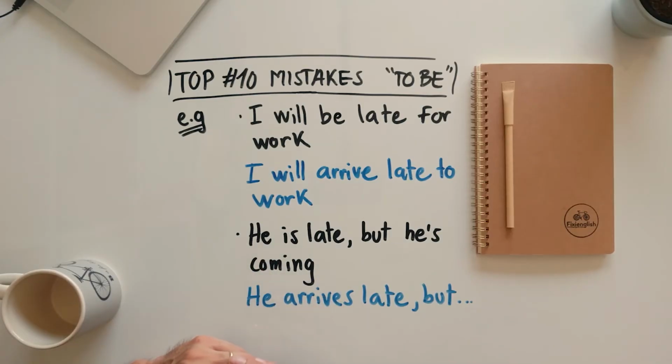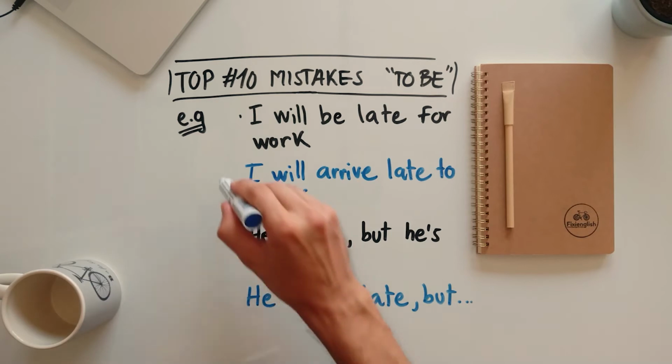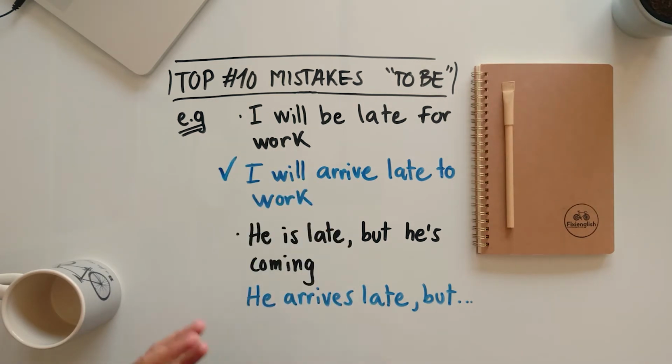So what could be some practical examples to express punctuality in English? For instance, you could say, I will be late for work. This sentence could be also expressed with the verb arrive. I will arrive late for work. Both would be correct. Another example could be, he is late, but he's coming. This sentence is using the present simple of the verb to be. We wouldn't be able to express it using the verb arrive. He arrives late, but he's coming just wouldn't sound natural enough.